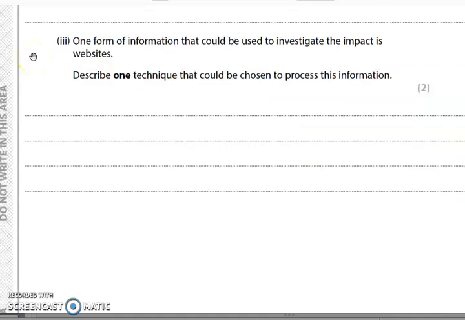So 1 form of information that could be used to investigate the impact of top-down projects is websites. Describe 1 technique that could be chosen to process this information. So this is quite a difficult one when you first look at it. So describe, just state 1 technique, 1 thing that you could do to try and summarize or present that information. Okay, so think about it. If you've got a lot of written words, how could you present that? So have a go at that now. 2 marks, 2 minutes, off you go.